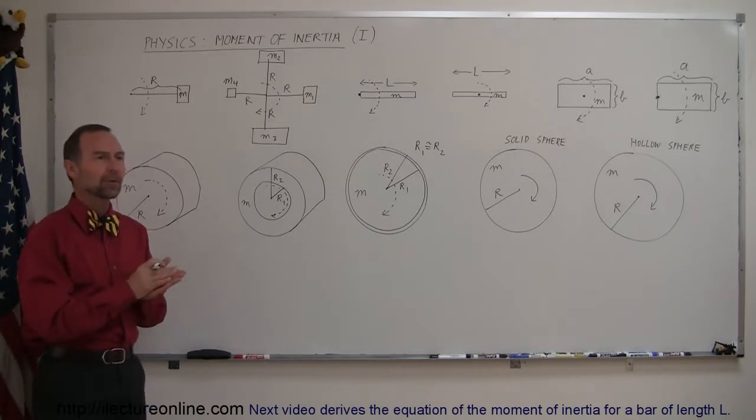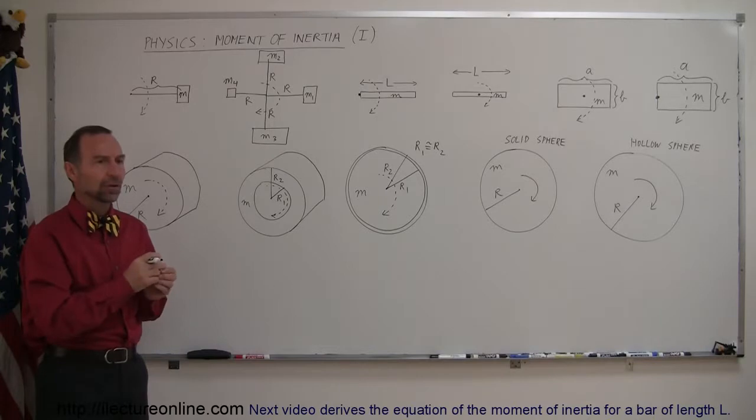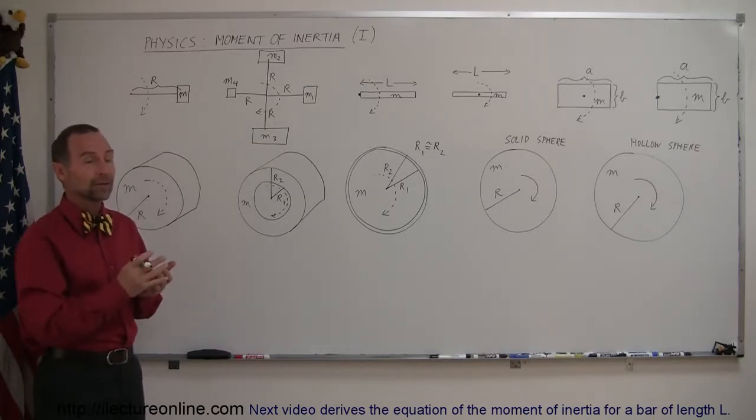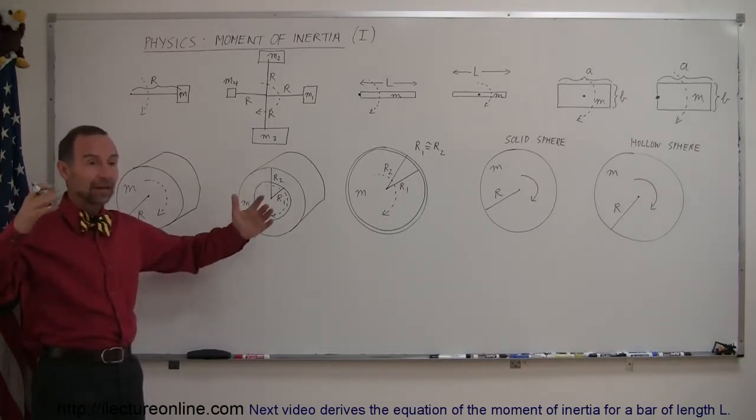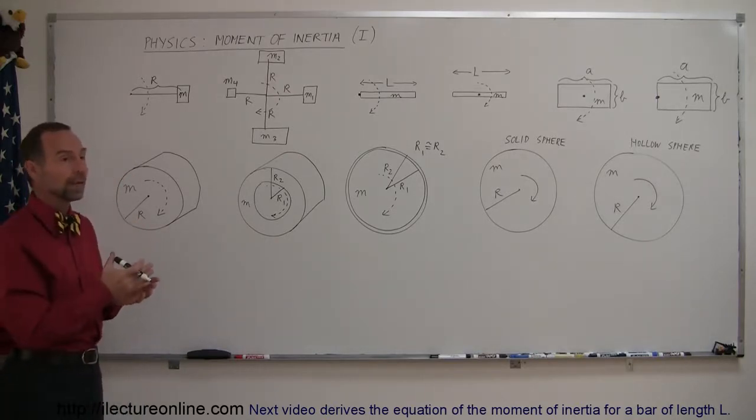Again, to remember, moment of inertia is the entity that an object has that makes it difficult for it to rotate. Just like an object that is big in mass is hard to move, an object that has a large moment of inertia is hard to rotate.